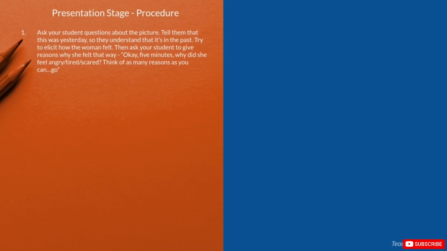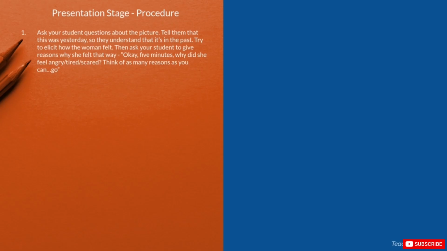So ask your student questions about the picture. Tell them that this was yesterday so they understand that it's in the past. Thinking about this now, we can use eliciting for this. Why are we telling them? That's my mistake here. I shouldn't have written tell them, but I'm going to leave that in there because it gets me to think about this. Why should I tell them?